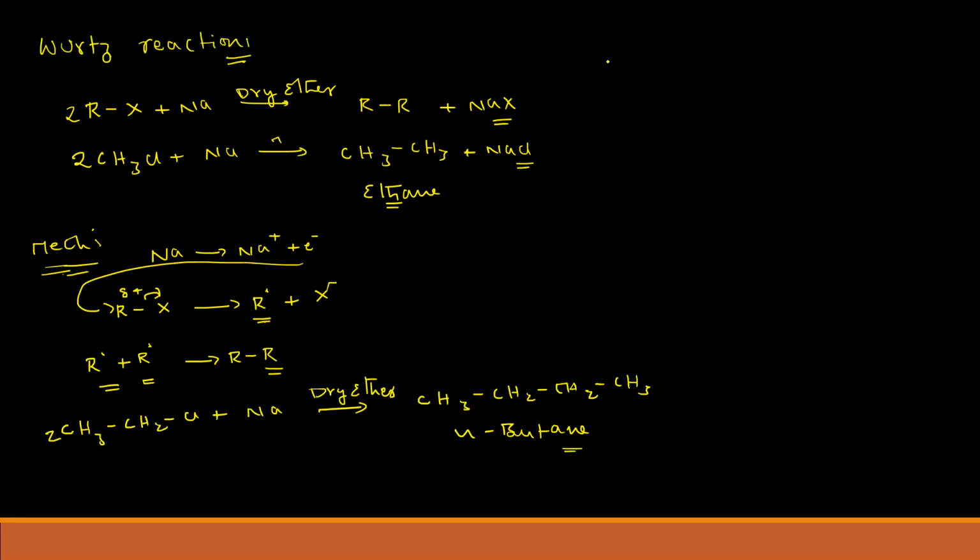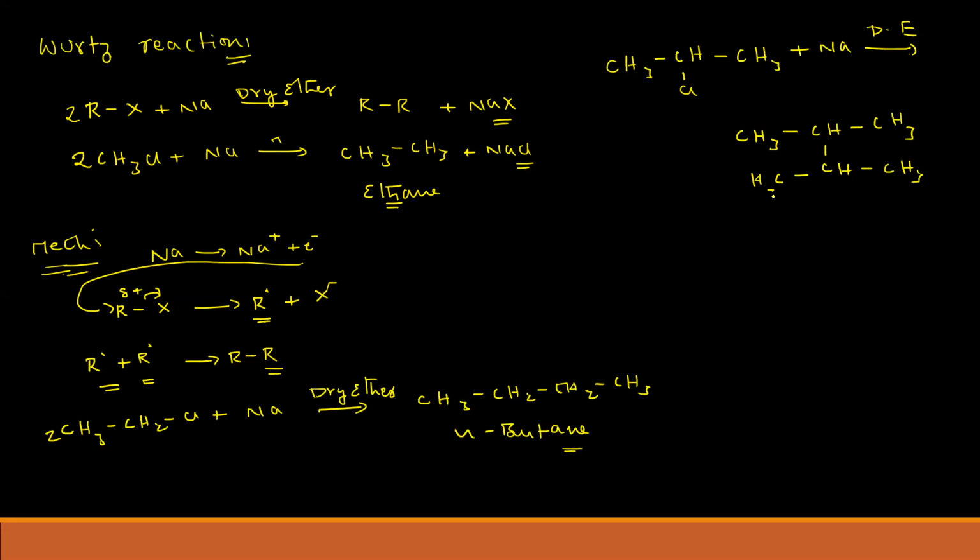Suppose your alkyl halide is like this. If this alkyl halide undergoes the Wurtz reaction in the presence of dry ether, the product will be like this. Like this, product formation takes place in the Wurtz reaction.